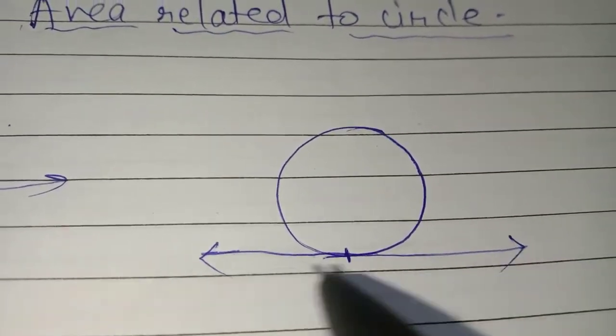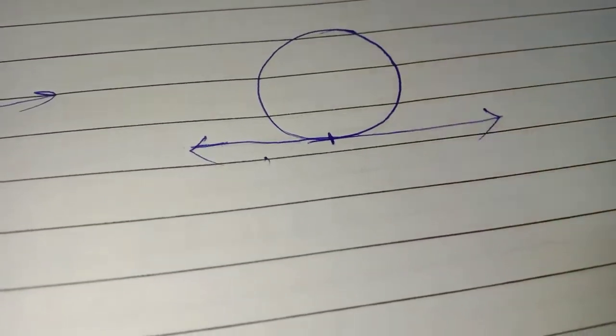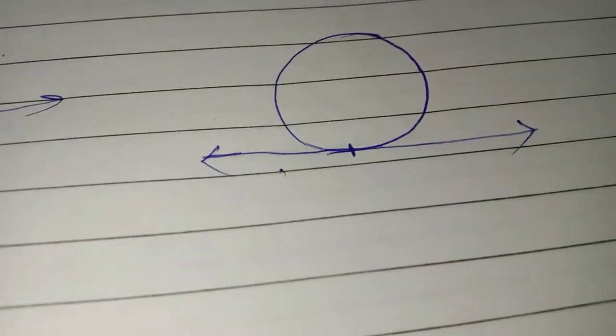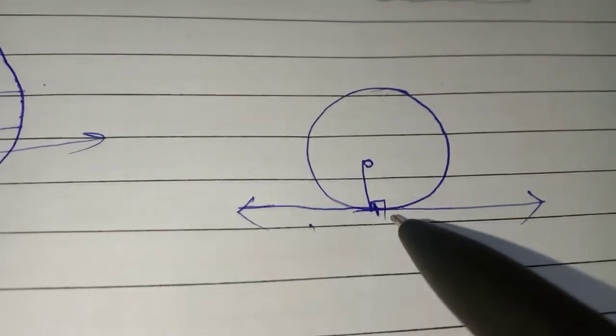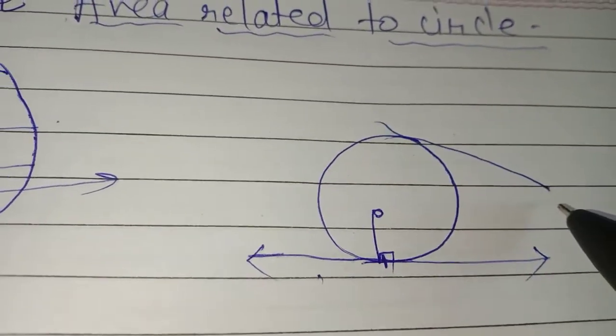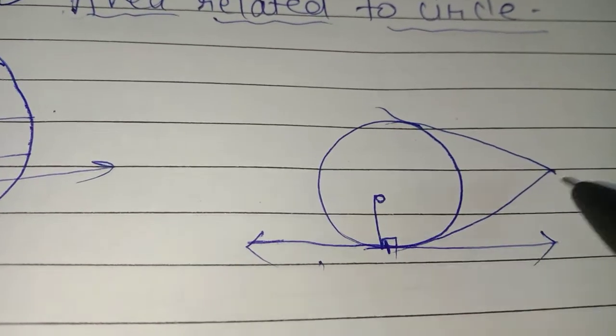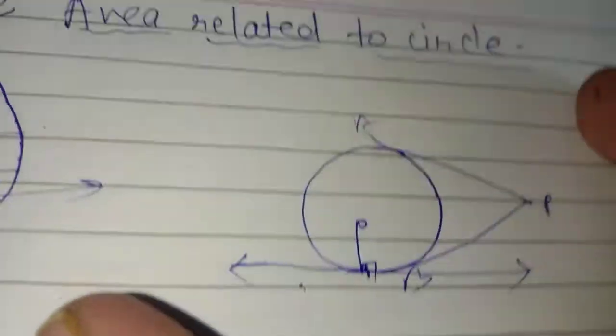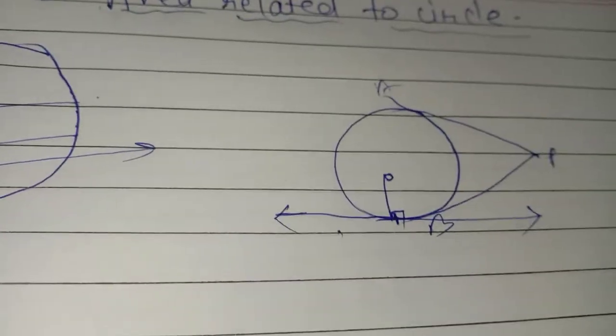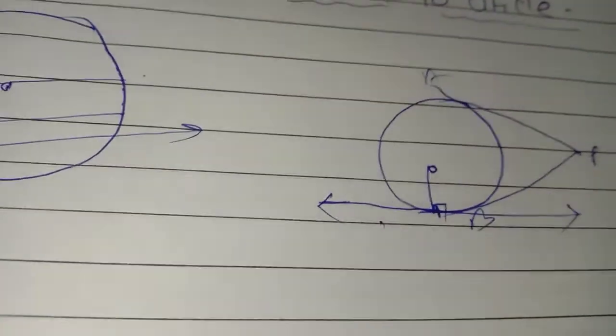On the basis of tangent, we did theorems 10.1 and 10.2, and we got the relation of tangent with the radius, that it makes an angle of 90 degrees, as well as for exterior points, when tangents are drawn from an exterior point of the circle, the lengths are equal. We proved all these things in theorems 10.1 and 10.2.